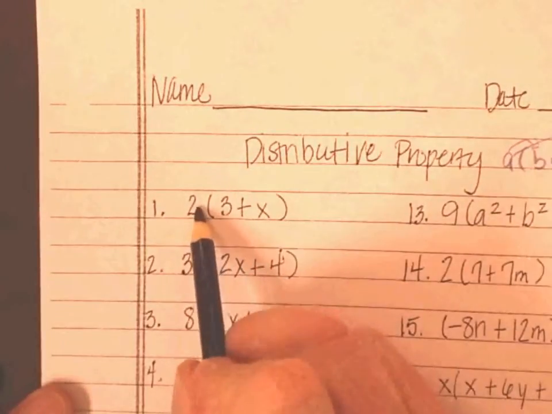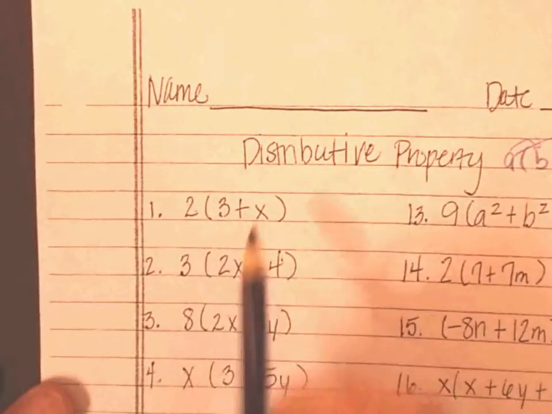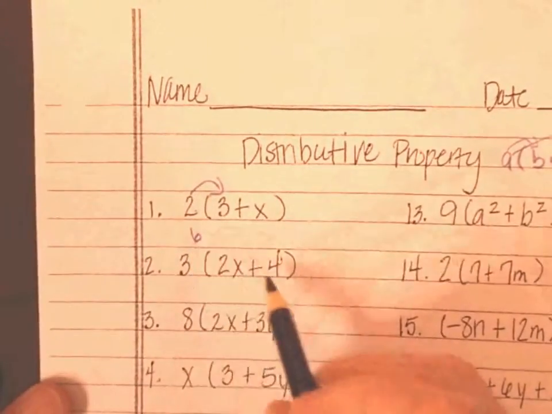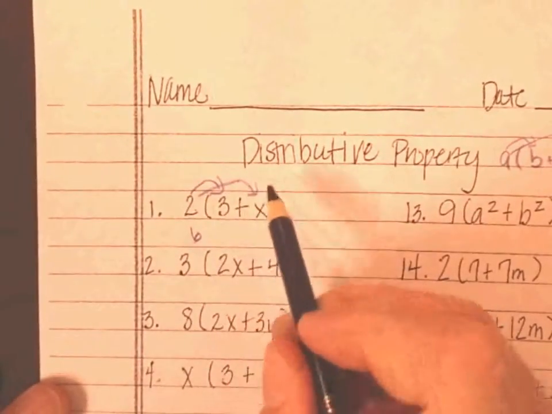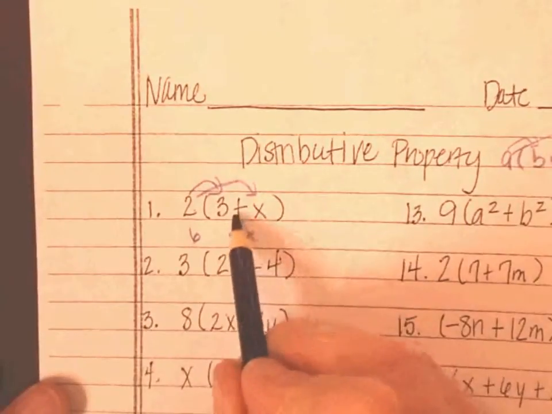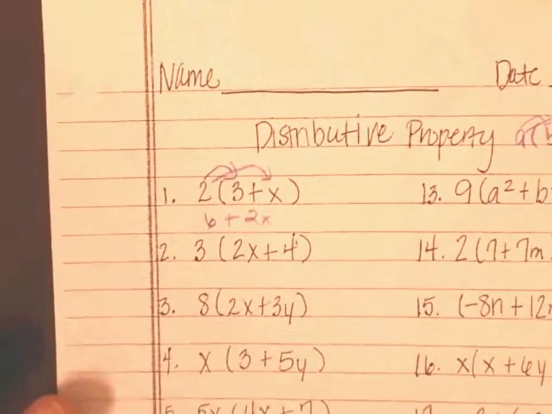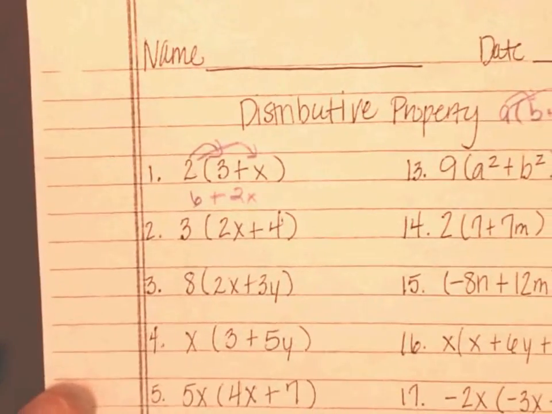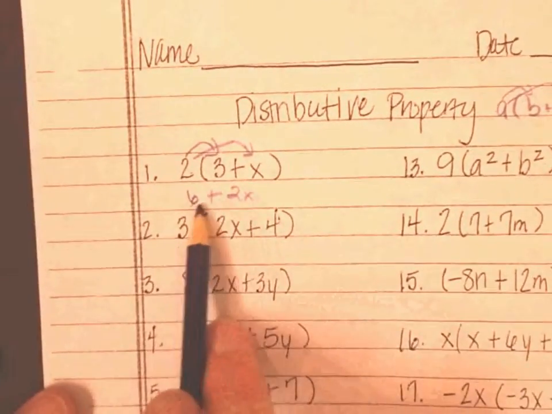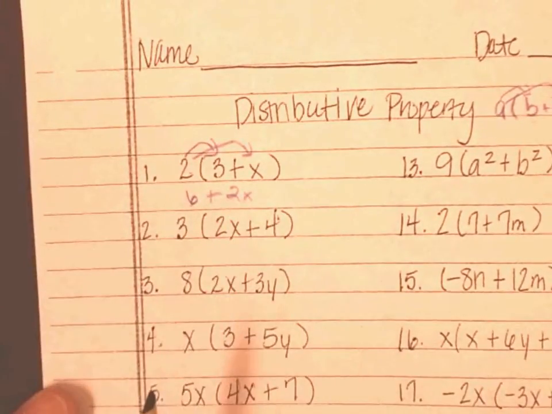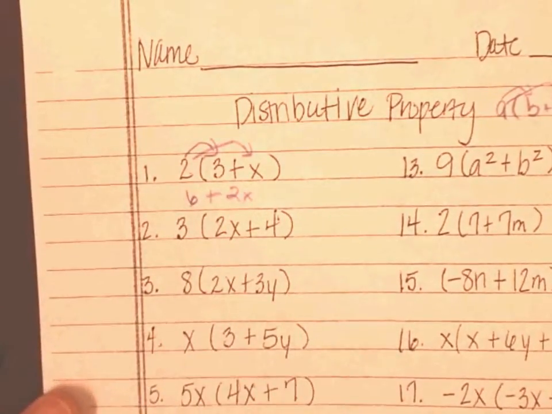For instance, on number 1, I have 2 times the sum of 3 plus x. So I'll multiply 2 times the 3, and I get a 6. I'll multiply 2 times the x, and I get a 2x. Because there was addition in between, I have addition in between at the end of the distribution. At this point, if these two numbers were similar, in other words, if I had an x here and an x here, I could add them together. In this case, I cannot.